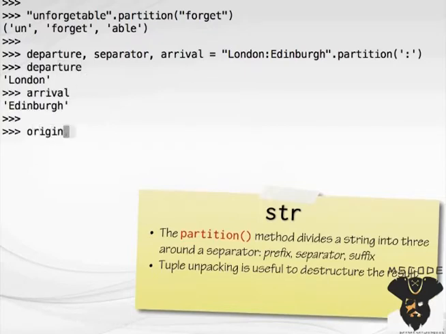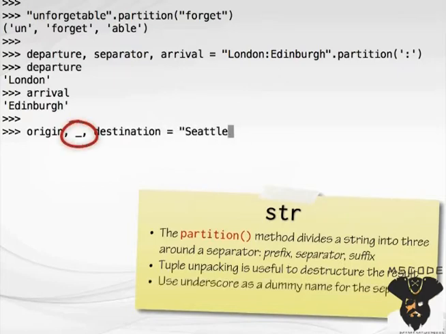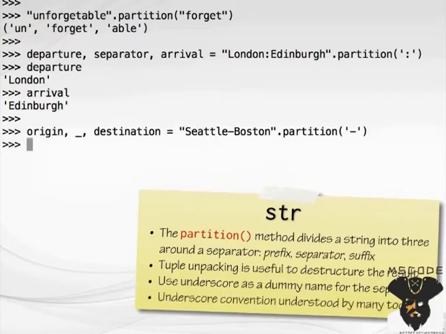Often we're not interested in capturing the separator value, so you might see the underscore variable name used. This is not treated in a special way by the Python language, but there's an unwritten convention that the underscore variable is for unused or dummy values. This convention is supported by many Python-aware development tools, which will suppress unused variable warnings for underscore.